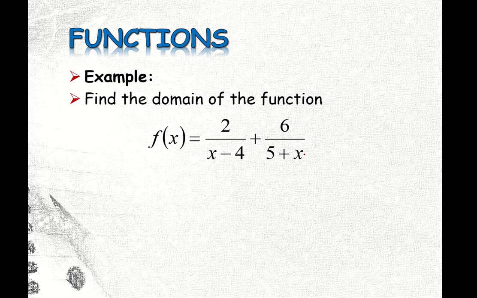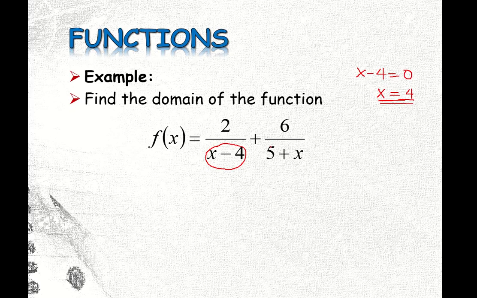Okay, so first we need to find the value of x that can make this denominator equal to 0. So we have x minus 4 equal to 0. Here, if you transpose 4 to the other side, or add 4 to both sides, we get x equal to 4. So this is the value of x that can make the denominator x minus 4 equal to 0. So we have to exclude this in our domain.